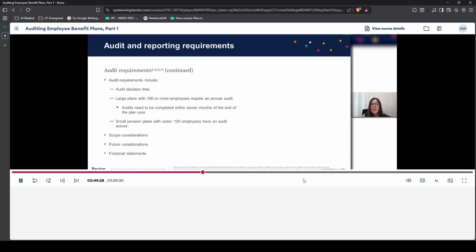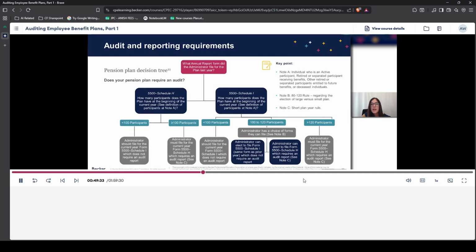Then, if your plan does meet the audit threshold, like I said, those financial statements that have been audited are going to accompany that Form 5500 filing. But first of all, coming back to determining when that audit is required. So we went over what that definition of a large plan and a small plan is. Now we have that 80-120 rule. And under the 80-120 rule, it basically says that if you have less than 120 eligible, then you can waive the audit requirement.